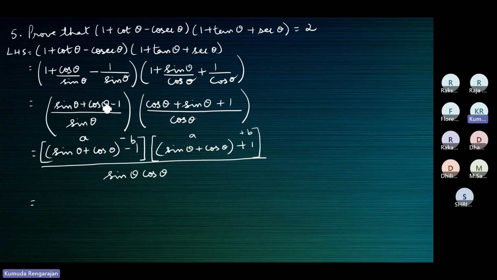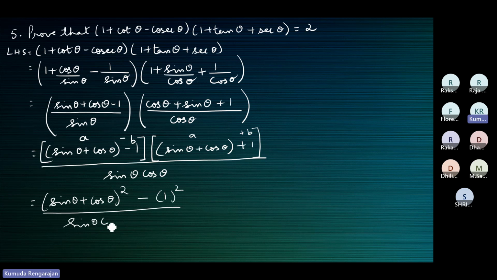So here we have sin theta plus cos theta enclosed in a bracket, minus 1. Then here also we have sin theta plus cos theta in a bracket, plus 1. So the numerators look like a minus b into a plus b, which can be written as a squared minus b squared, divided by sin theta cos theta. So now expand the numerator. What is sin theta plus cos theta the whole square?